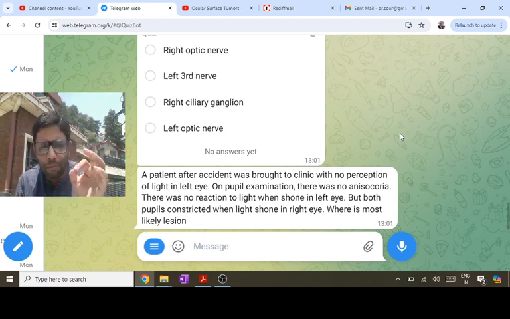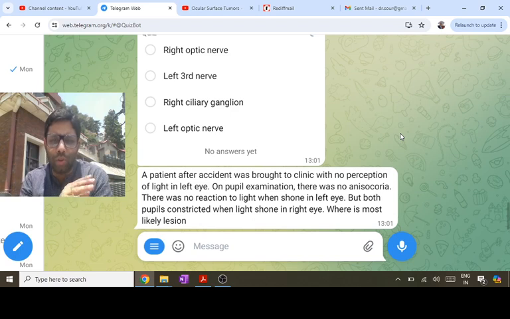Now, if there was compression of the optic nerve or optic neuritis, then it will be a relative afferent pupillary defect, that is the Marcus Gunn pupil. When you throw the light in the normal eye, both pupils constrict. When you swing the light to the abnormal side, there is a paradoxical reaction of both pupils. I can't explain more on this. The answer here is the left optic nerve.